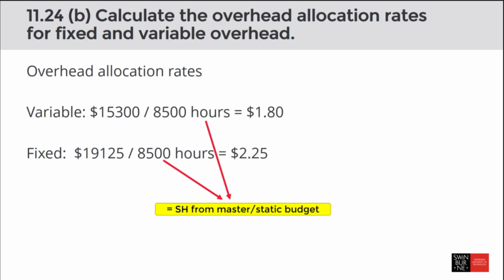Now let's have a look at the next requirement. That's the overhead allocation rates for fixed and variable overhead. For variable, 15,300 divided by 8,500, so 1.8. That's the rate that you will allocate for variable cost. For fixed cost, 19,125 divided by 8,500 hours. Remember, the hours that you use here should be taken from the master or static budget. That will give you $2.25 as the rate for fixed overhead cost.